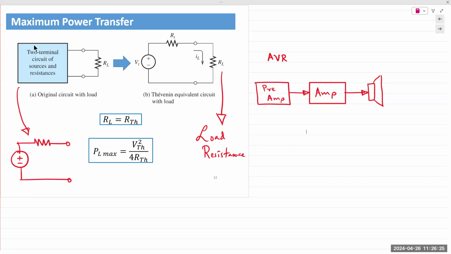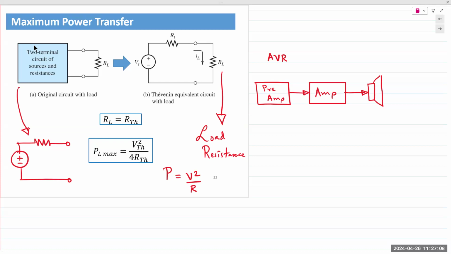There's a small derivation, but no need to do that derivation. RL is simply described as equal to RTH. You can use that equation to determine current IL to the load resistor. Power is given by the equation V squared over R. When you plug the values into that equation, you obtain PL max is VTH squared over 4 times RTH. This is the equation you will actually use in the lab.